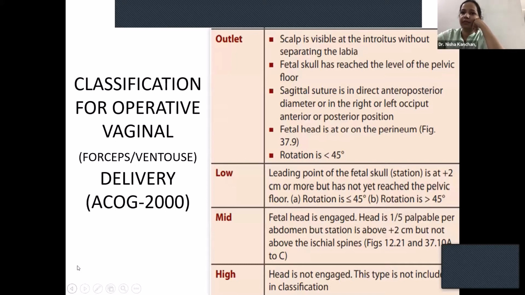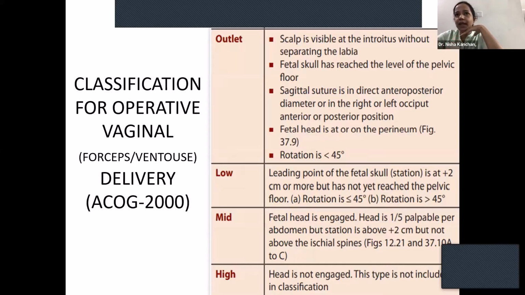So how do you classify operative vaginal delivery? This classification was given by the American College of Obstetricians and Gynecologists. To say that it is outlet, you should be able to see the scalp at the introitus without separating the labia, so it is almost crowning and you're putting forceps. It's called outlet forceps delivery. The fetal skull has reached the level of the pelvic floor, that is, the leading point of the baby's head has reached the pelvic floor. The sagittal suture is in direct AP diameter, that is, either it is direct occipito-anterior, or LOA or ROA, or direct occipito-posterior. You can't put forceps in transverse. In transverse, when the head is not rotated and you put forceps, it is not called outlet forceps delivery.